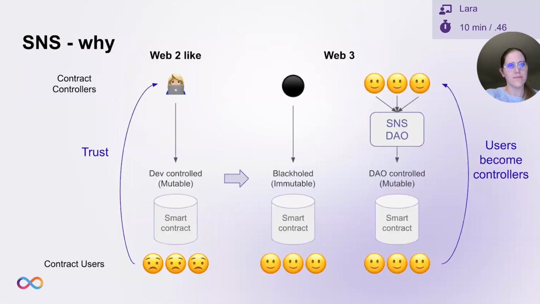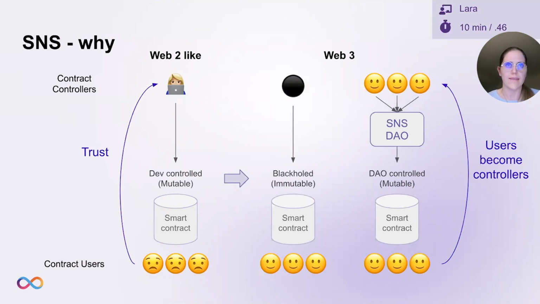Next slide, please. So let's also briefly talk about why we are even doing that, or why we should care about DAOs and therefore about SNSs. So in Web 2-like settings, smart contracts are often controlled by a central team, as you can see on the left. This is a bit unfortunate for the users in that they have to trust the central team, for example, not to just stop supporting the DApp or to evolve it into something they don't like.